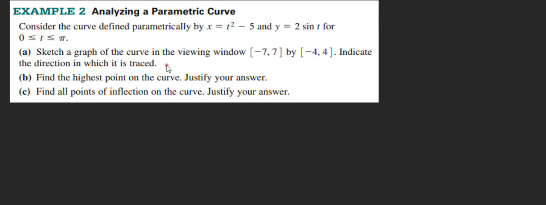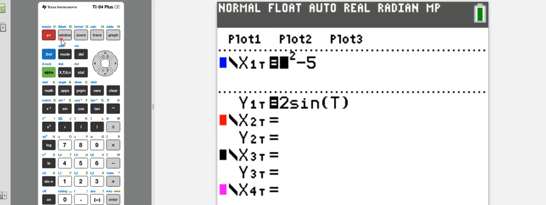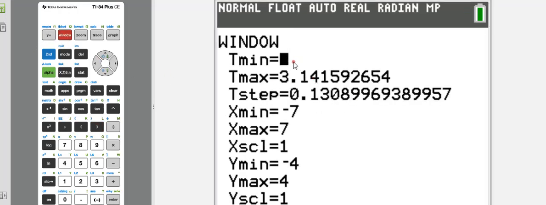So we need to use a graphing calculator to do part A. You need to put x as t squared minus 5 and y1 as 2 sine t. And when you go to window, t minimum is 0 and t max is pi, since we're going from 0 to pi. And your x minimum is -7, x max is 7, and so forth, -4 and 4. So let's graph and see what happens.